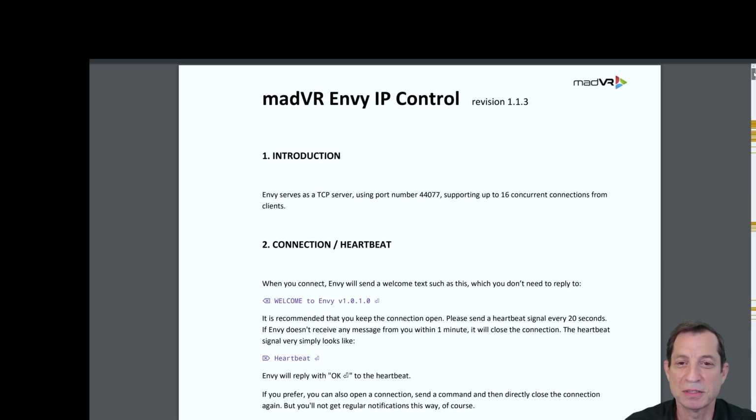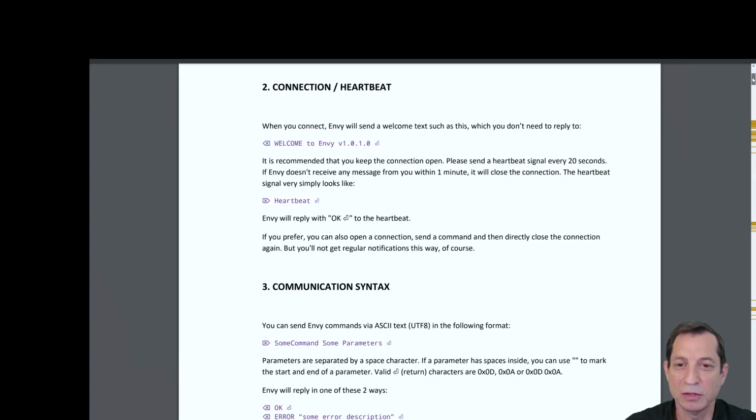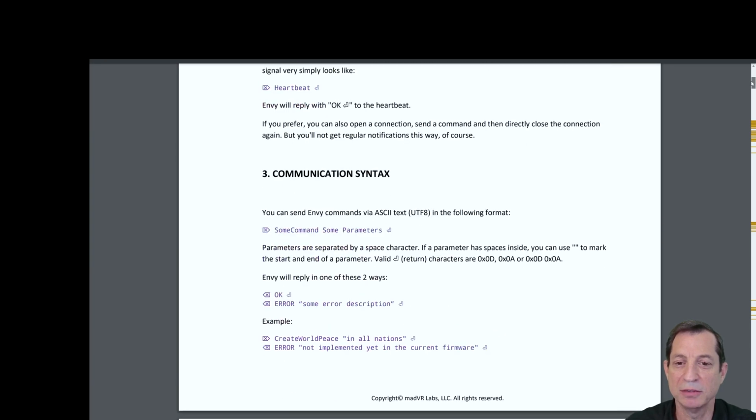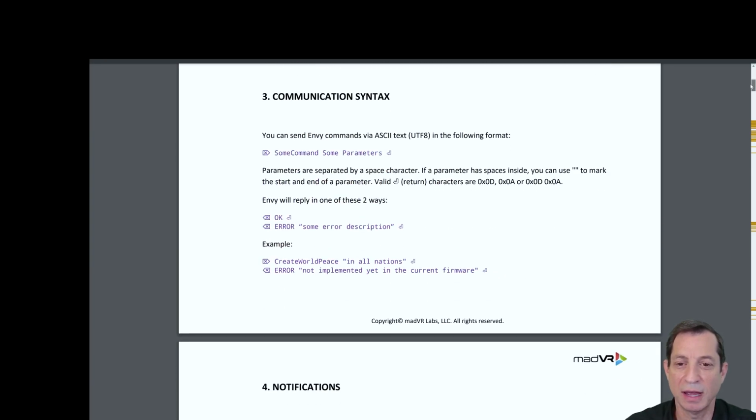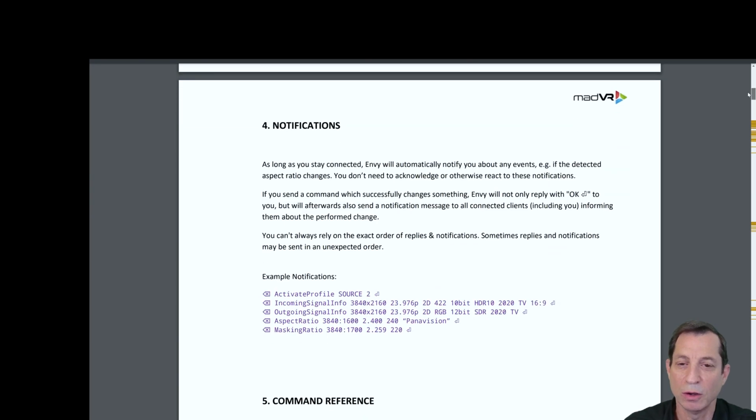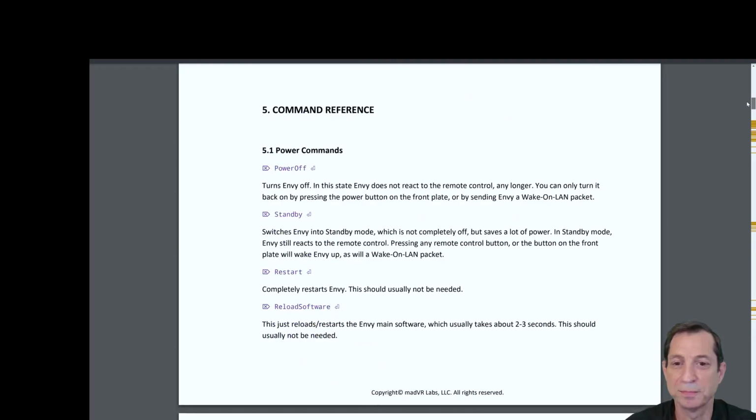Now, as you can see from this guide, it covers everything you would want to know as an IP control integrator. It starts with a brief introduction, talks about making connections and communication syntax. It also goes over the notifications and how they work. This is as far as how the AMVI will notify your IP control utility or your control system about events, such as changes to the aspect ratio or incoming signals.